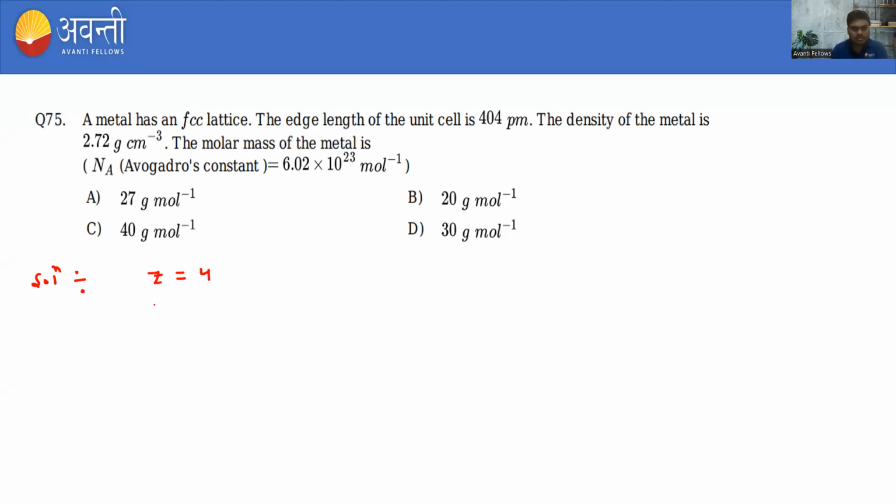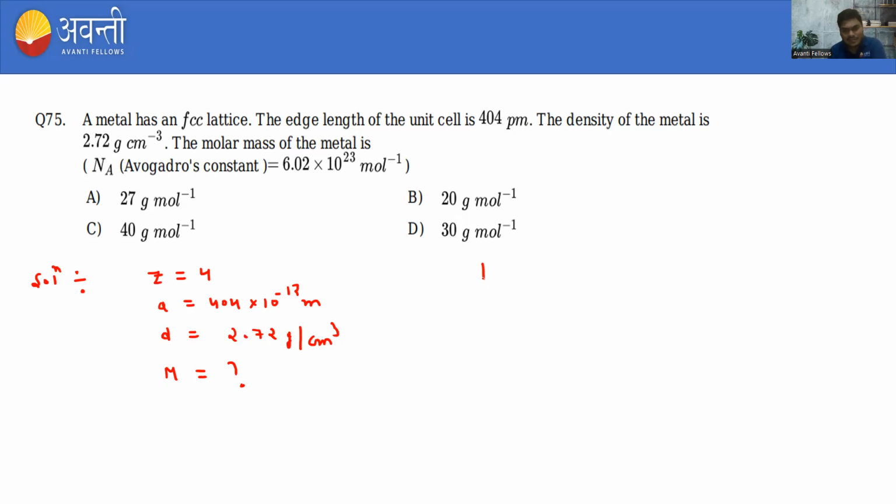Now the edge length is also given, so edge length is equal to 404 picometer. For picometer, we can write it as 10 raised to the power minus 12 meter, right? Now the density of the metal is also given, which is equal to 2.72 gram per centimeter cube. So we can convert this meter into centimeter as well, right? Now you have to calculate the molar mass.